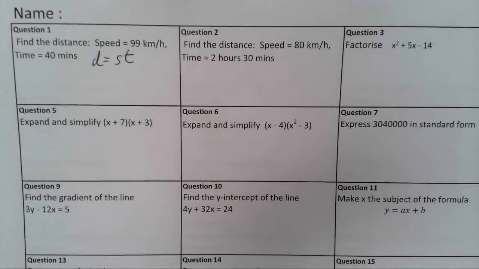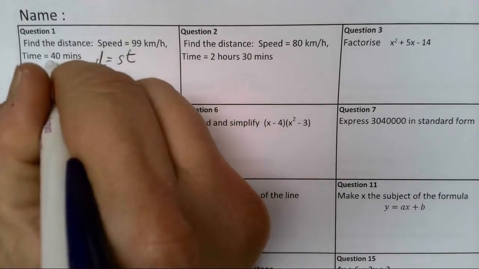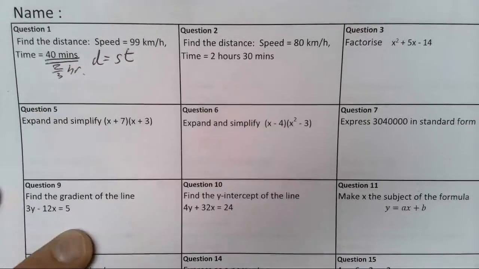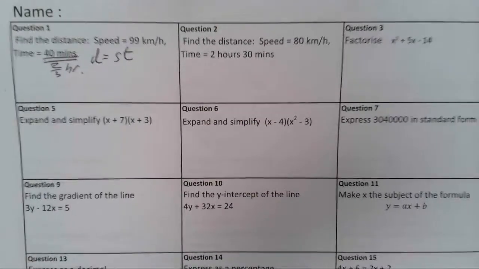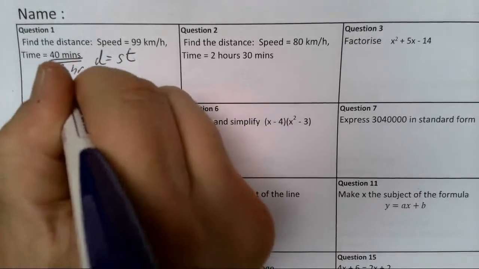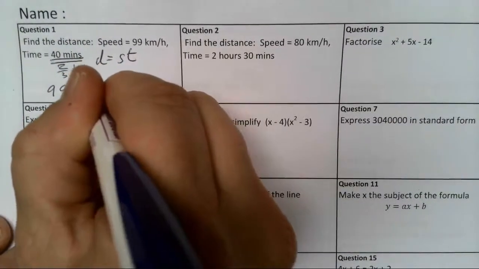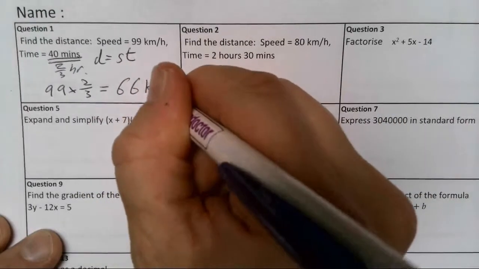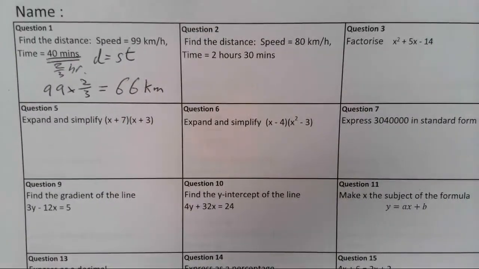But we've got to be careful here. We're either going to calculate it in minutes and then convert it to hours, but it's going to be much easier just to write this as hours. So that's 2/3 of an hour, right? 40 minutes is 2/3 of an hour. So all we're going to do is just 99 times 2/3, which we can see straight away is going to be 66 kilometers. Okay, so you need to convert that into a fraction to be able to work with it easily.